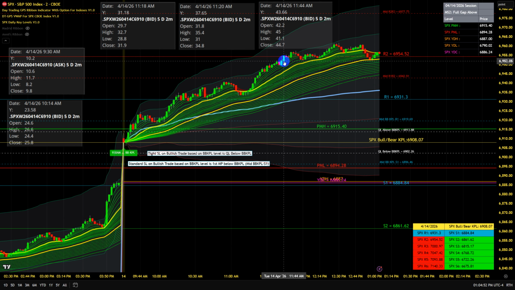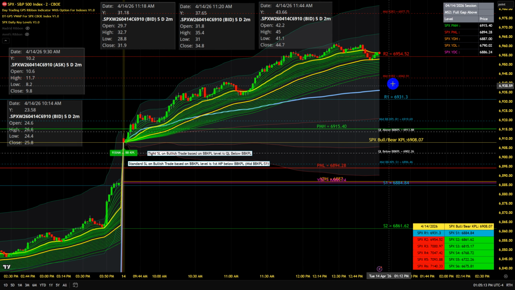Here on the 11:44 a.m. candle, we have the hit and close at the R2 level. Now 44.70 on the bid on that candle close. That's going to be a profit of $3,490, and that is your minimum ideal 2-level move.